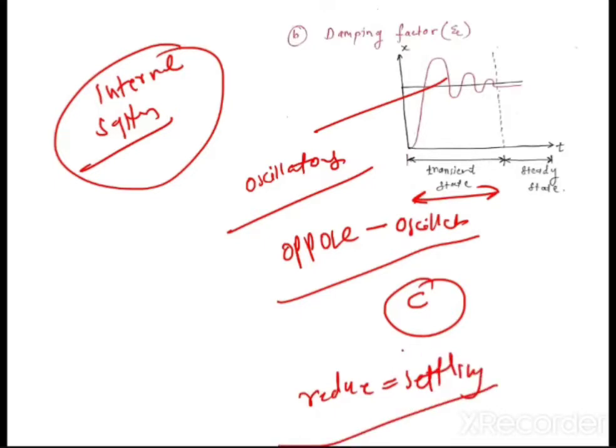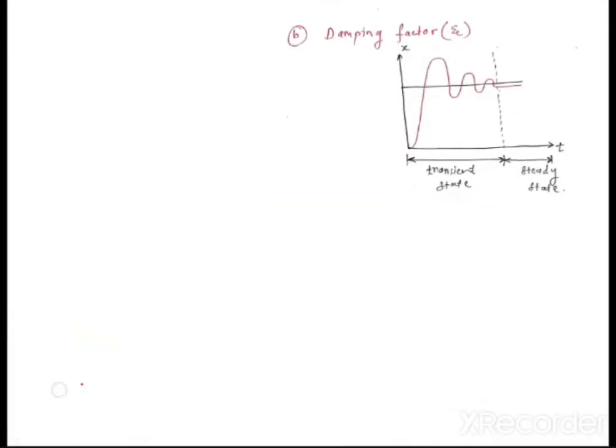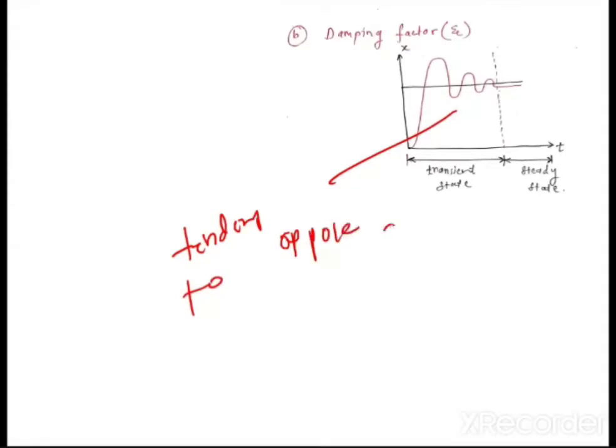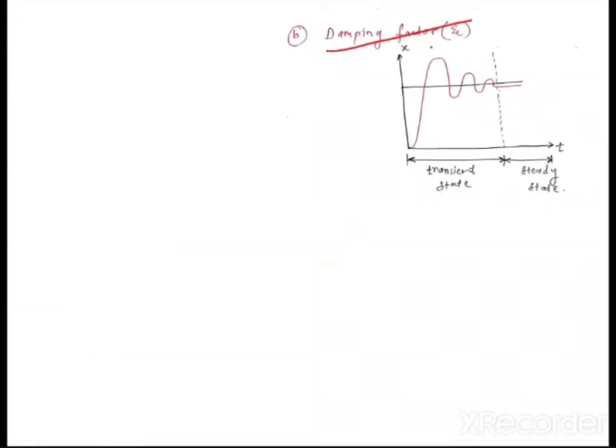So this particular tendency of a system to oppose the oscillatory behavior is called damping. What is damping? Resistance to the motion. What is damping based on this graph? The tendency of a system to resist or oppose this oscillatory behavior. I will write here: tendency to oppose this oscillatory behavior and try to bring the system to the steady state or reduce the settling time is called damping. And this damping is measured by the damping factor zeta.